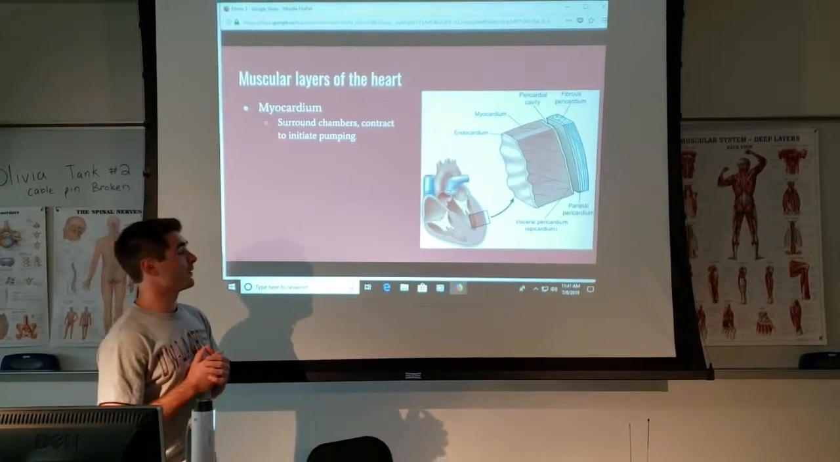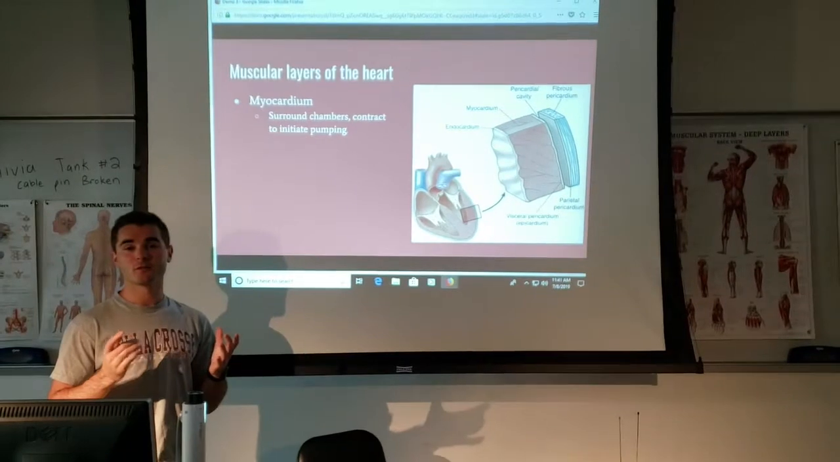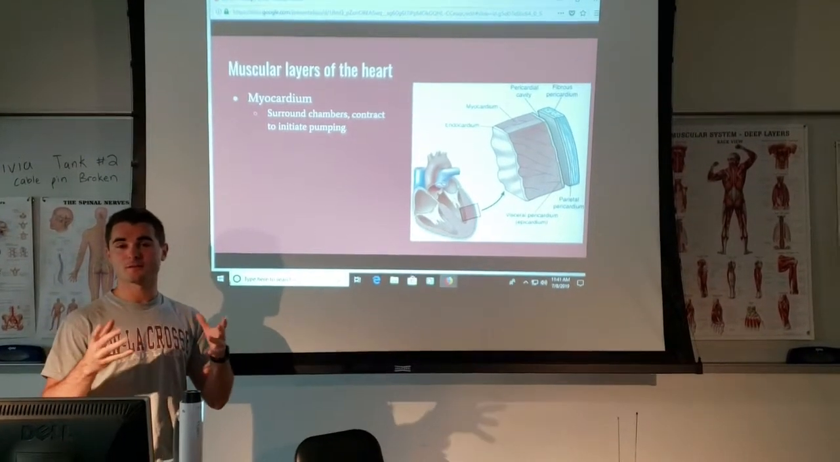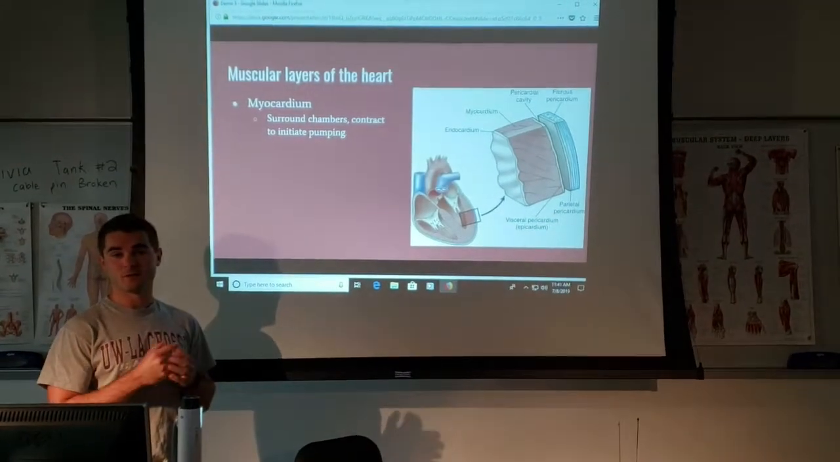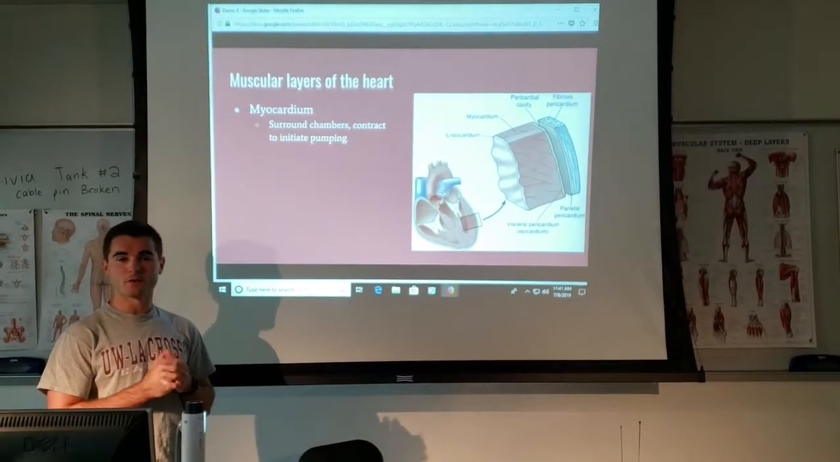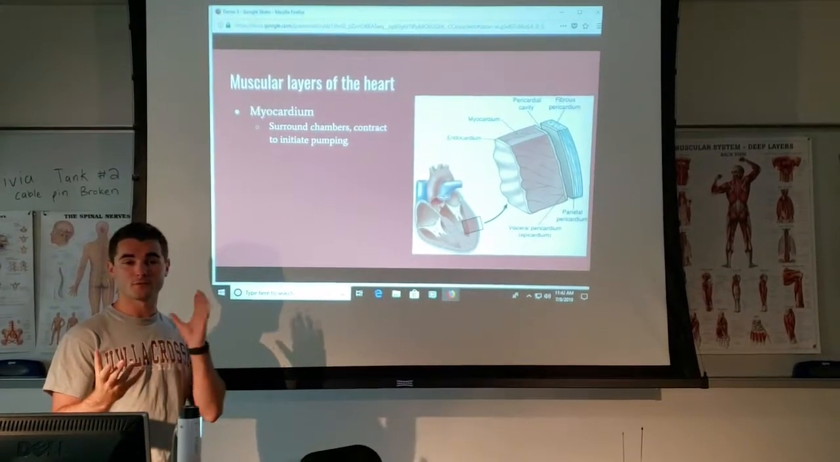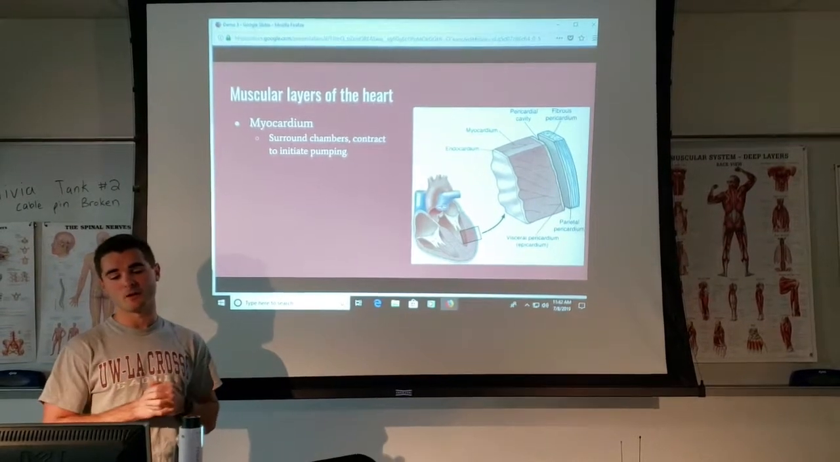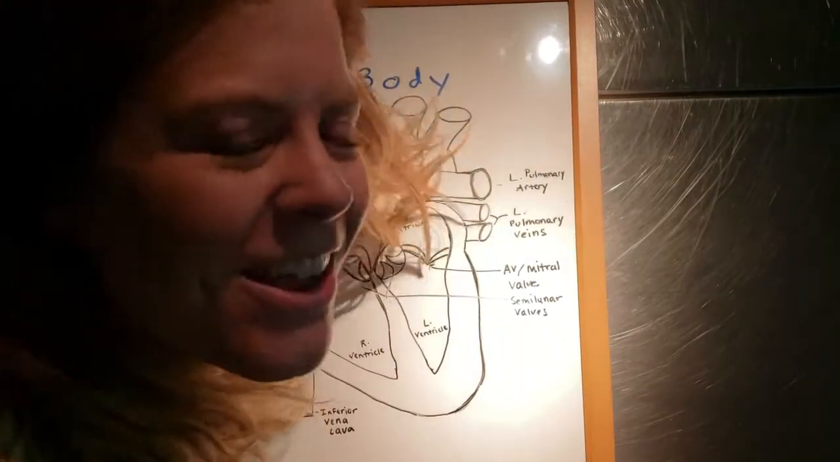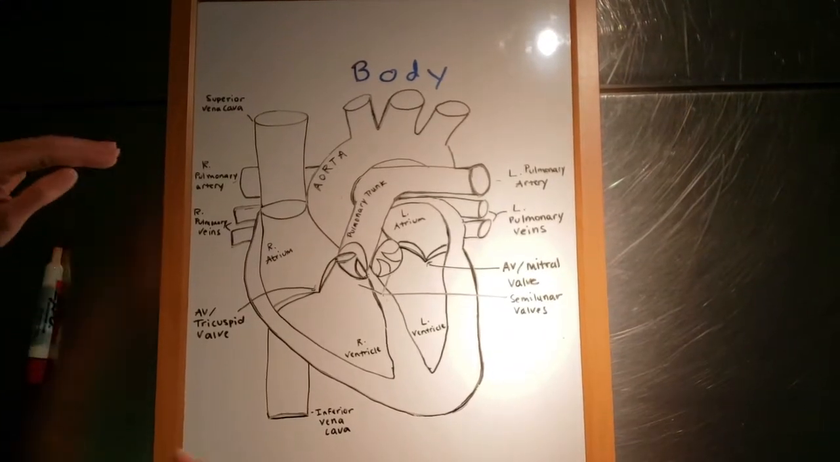All right, so next we have the myocardium, which is a layer of the heart. And this is going to be the layer of the heart, as you can see here, that receives stimulation from the vessels leading into the heart. It's going to surround the 4 chambers: the right ventricle, right atrium, left ventricle, and left atrium. And it's going to receive the stimulation to contract, and that'll initiate the pumping through the different valves within the heart.